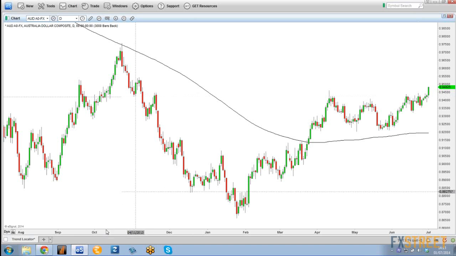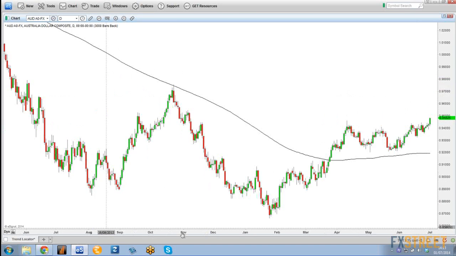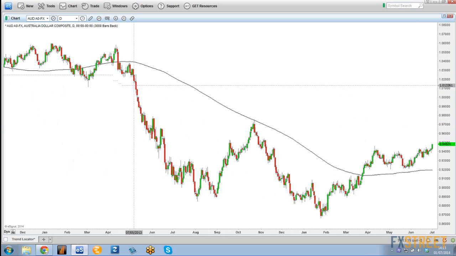So if I actually compress this chart, what you can see is that going back to last year, we had a nice trend on the Aussie dollar, US dollar. And this is where we were shorting it. And we made a lot of money between, say, March, April, all the way through to August, September. So we're looking at several months of trend. Then we had a correction.